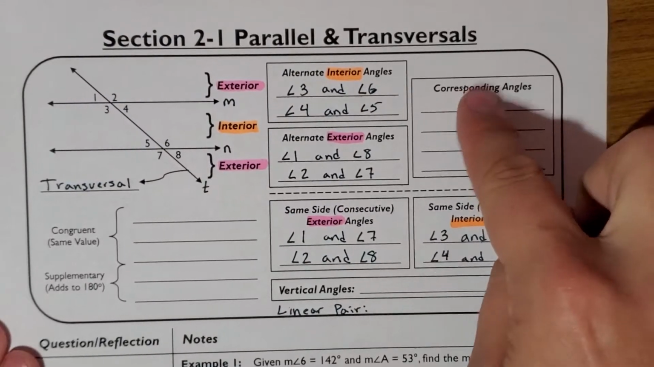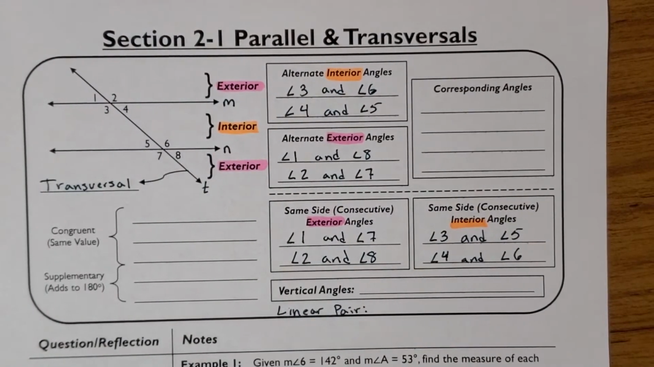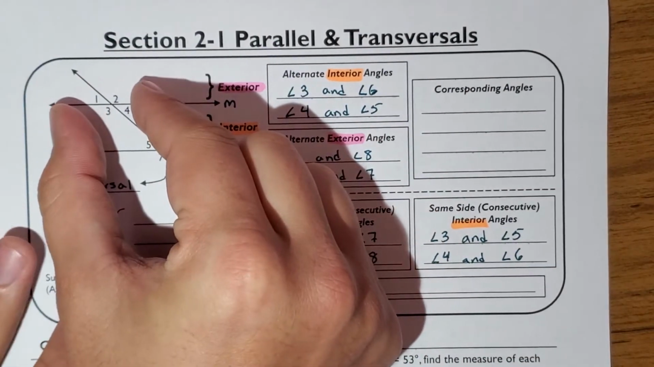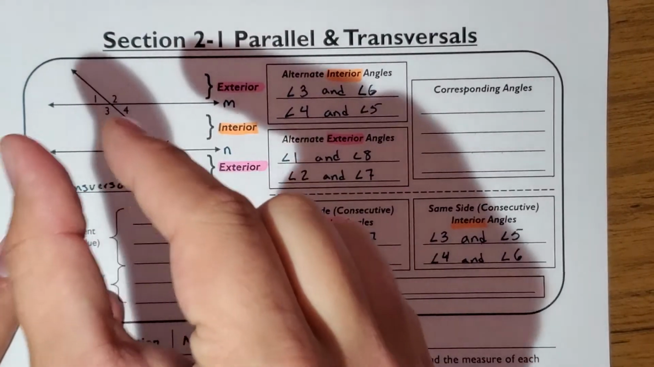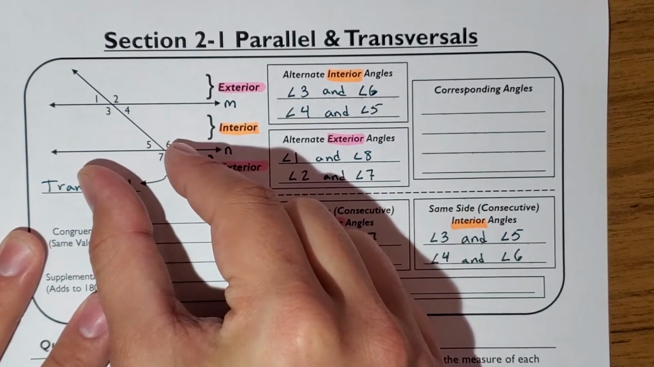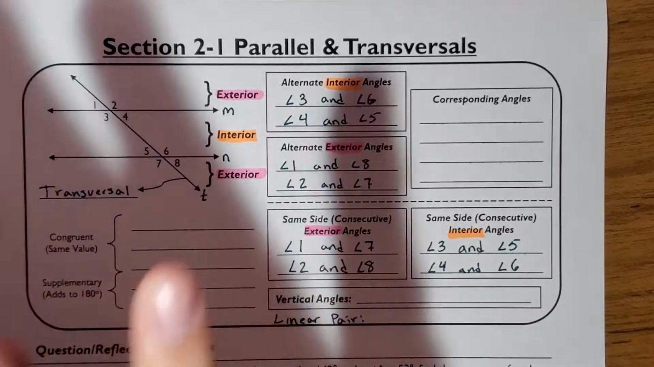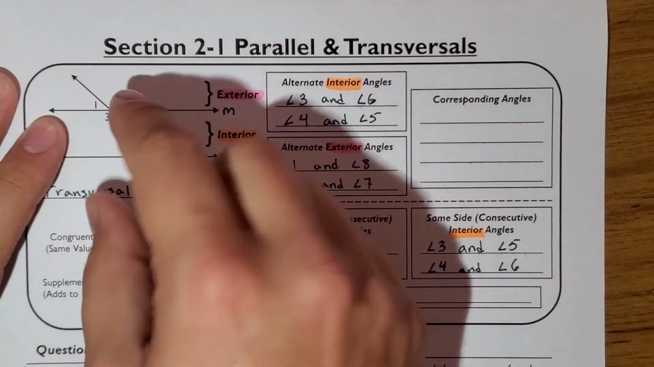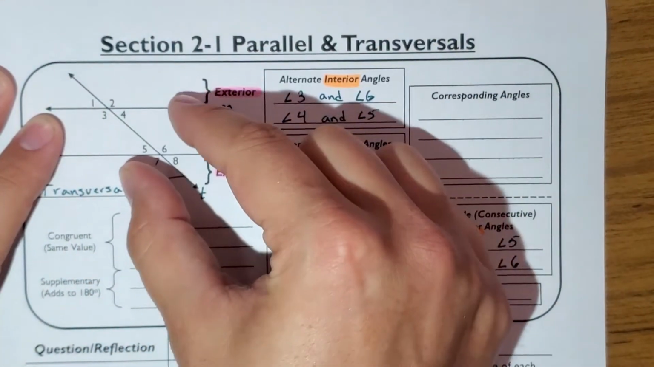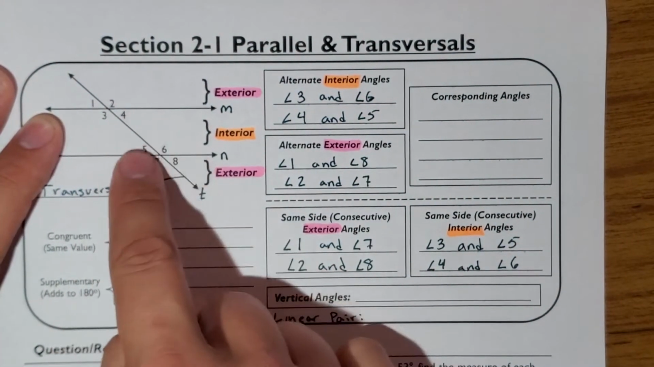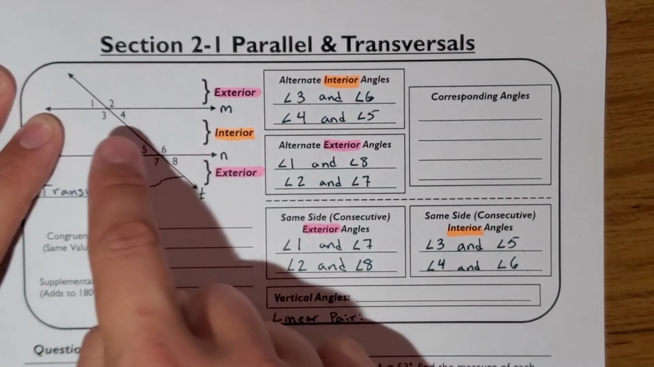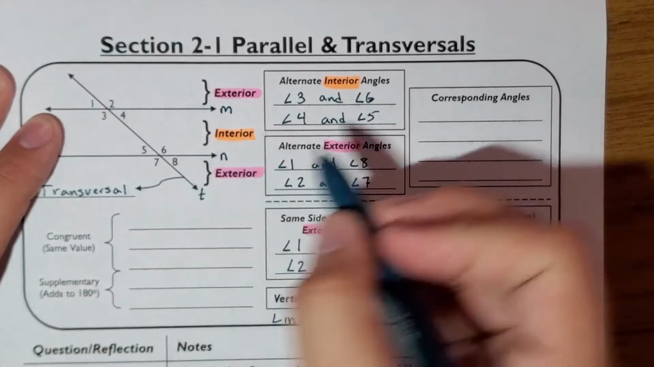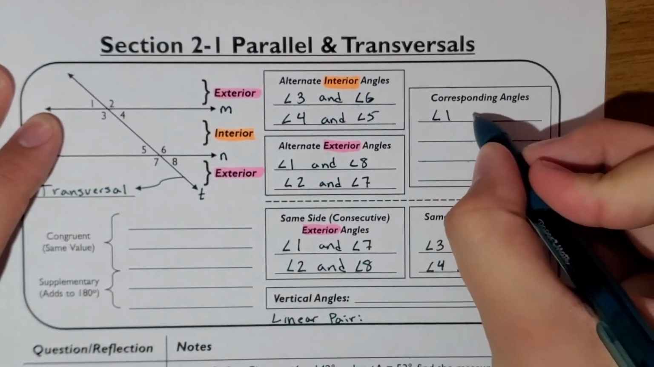Going back up here, corresponding. These ones can kind of be a little bit weird, but think of corresponding as if I were to pick up angles 1, 2, 3, and 4 and drop them on top of 5, 6, 7, and 8. The ones that land directly on top of each other would be the corresponding pairs. So if I pick 1, 2, 3, and 4 and drop them onto 5, 6, 7, 8, well, 1, 2, 3, and 4 are going to be in the same spots as 5, 6, 7, and 8. So my first corresponding pair is that 1 and 5 are going to be on top of each other.